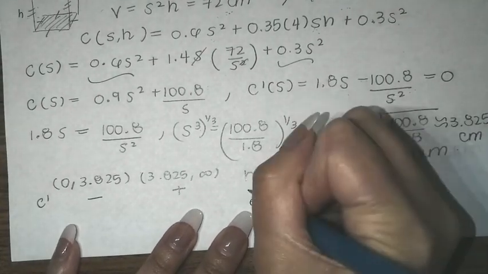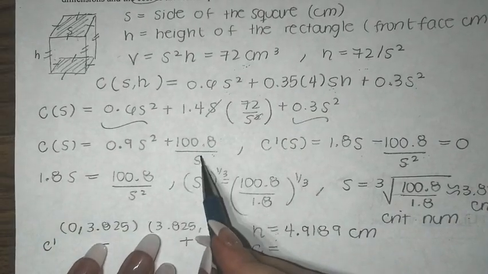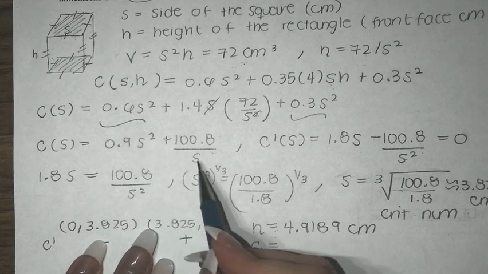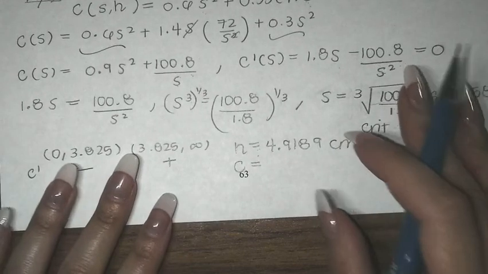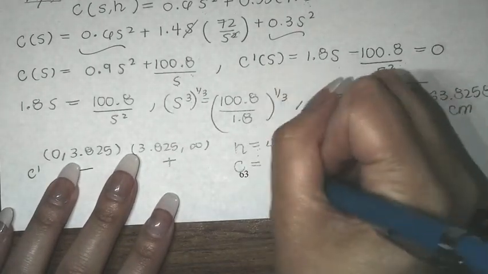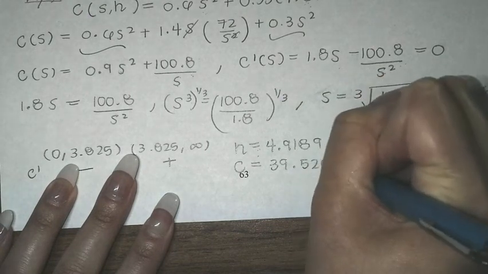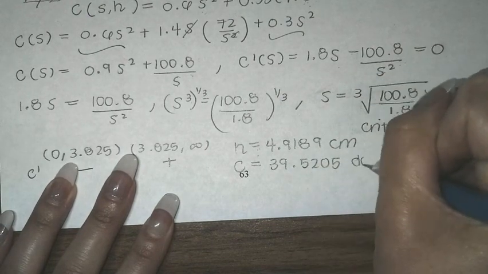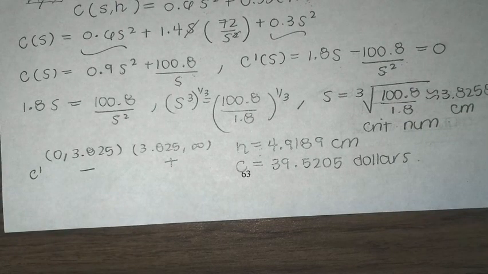Similarly, you are going to plug the s into your cost equation. Specifically, I would plug it in this one. It's pretty easy, you just plug the value that you have over here into your calculator. And I would have in your calculator that it's 39.5205, and this is in dollars, okay?